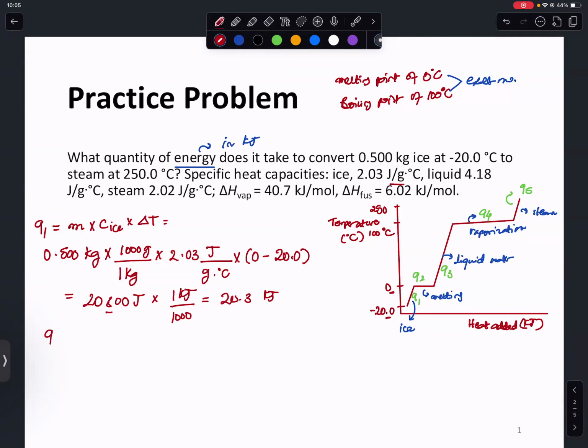Now for Q2, Q2 is a plateau. It means that this is a phase change. So in this case, we're melting.